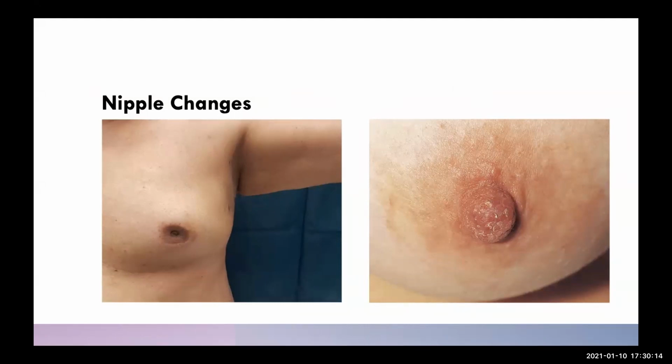And on the right, you can see the nipple does not look right. It is dry, it is scaly. And these changes can be an indication of Paget's disease. And we do get patients referred to exclude Paget's, particularly when there are changes just around the nipple. One thing I would say is that sometimes it is difficult to differentiate between eczema and Paget's, but by definition, Paget's starts from the nipple and then spreads to the areola, whereas eczema is the other way around.